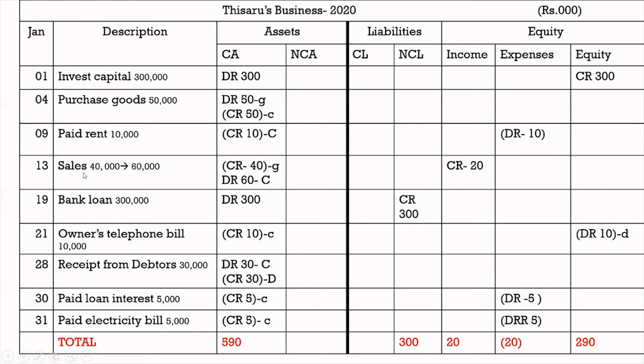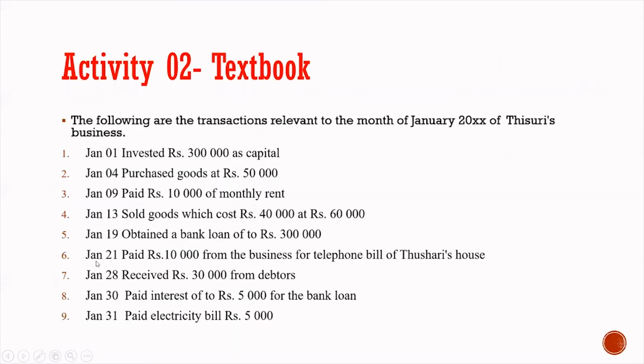Then let's go to the sale of goods. Let me show you the transaction given. January 13th, sold goods which cost rupees 40,000 at rupees 60,000. Whenever this is given, you suddenly become confused. You don't have to be confused here. They say that the goods are costing, sorry, not 10,000, 40,000. The value of deduction is only 40,000, but the cash receipt is 60,000.